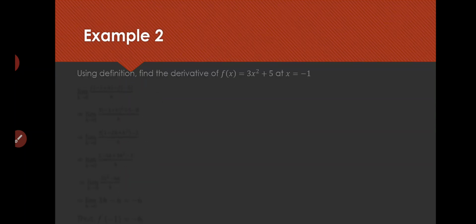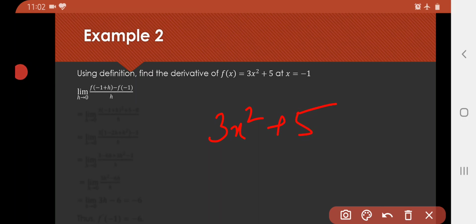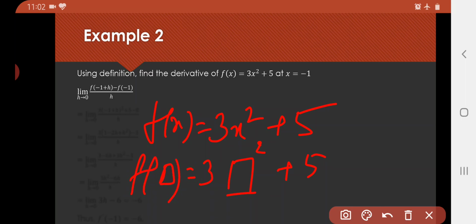Problem number 2: using definition, find the derivative of f of x equals 3x square plus 5 at x equals minus 1. So here the limit is going to be limit h tends to 0, f of minus 1 plus h minus f of minus 1, by h. Now 3x square plus 5 is like 3 times some box square plus 5. Whatever I have in place of that box, I am going to put exactly as it is. So here I have minus 1 plus h, and this minus 1 plus h will be replaced here also. The whole thing will be replaced. So f of minus 1 plus h will become 3 times minus 1 plus h whole square plus 5.